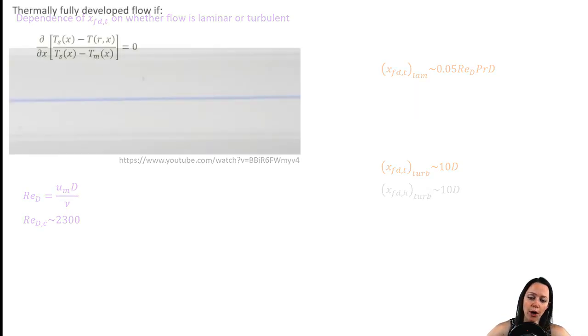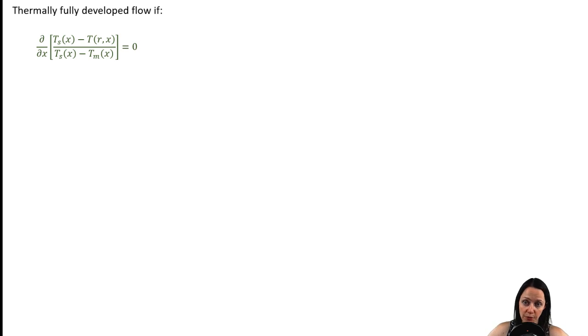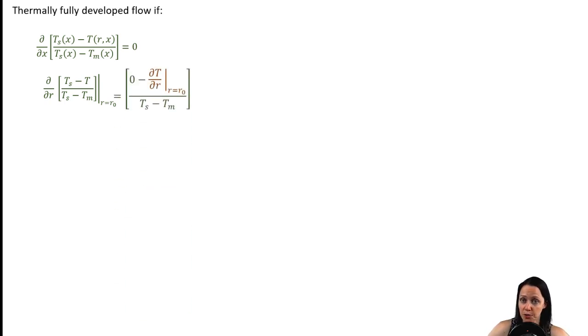So we are fully developed if the derivative of this dimensionless temperature is 0. So let's take the derivative of it with respect to R at R0, right at the pipe surface. Do note that all of these temperatures are constants in the radial direction, but not necessarily in the X direction. The surface temperature is not a function of R, but of course the temperature of the fluid is.